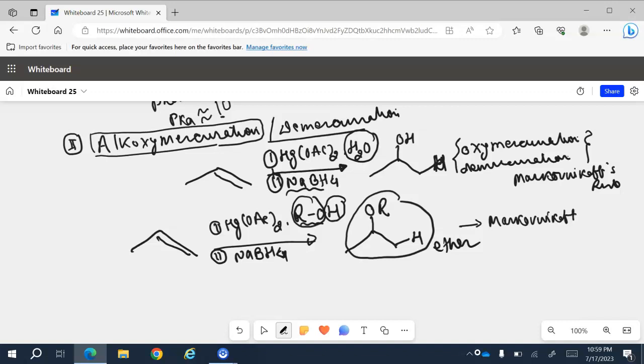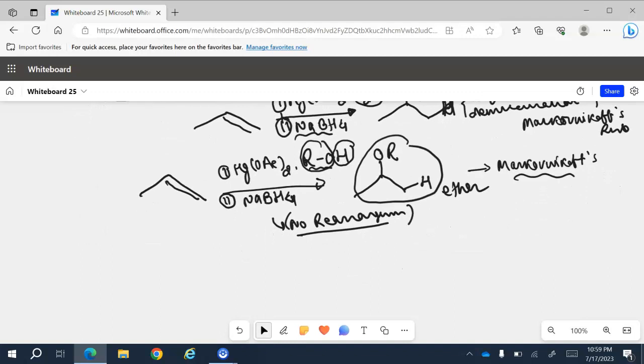And you know that in case of alkoxymercuration demercuration or oxymercuration demercuration, there is no rearrangement. This will prevent rearrangement. No rearrangement happens there. So that is how we can prepare alcohol.